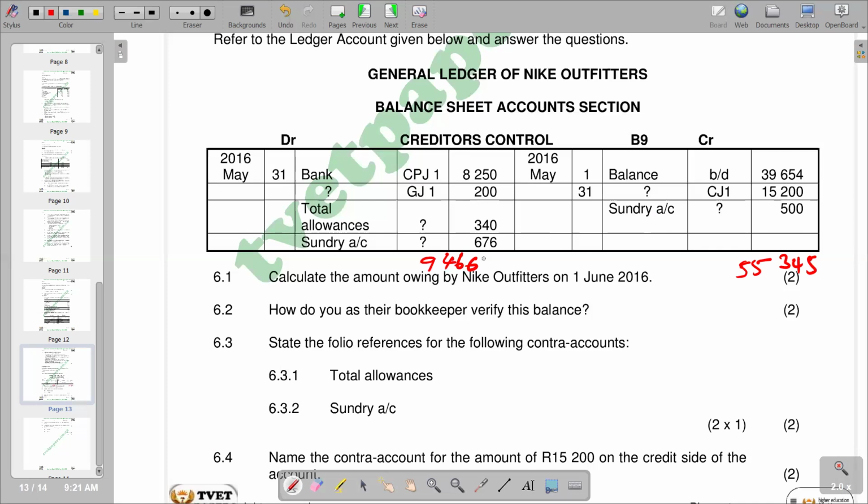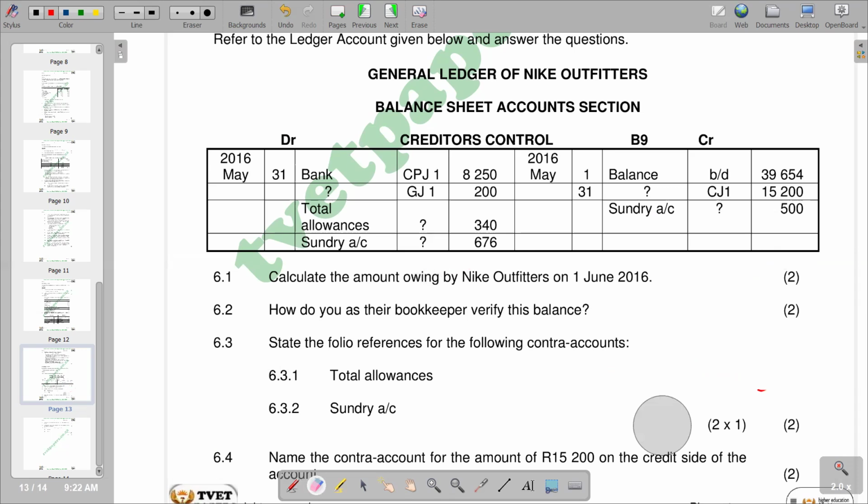We need to find the difference between these two totals so that we can see the balancing figure, which is going to be the balance CD on the debit side, since that's where we have the smaller total. Then our balance BD will come on the credit side to indicate the amount that is being owed. So 55,345 minus 9,466 gives a difference of 45,888. This becomes our balance CD and BD at the end of the period, on 1 June 2016, and is the amount that Nick Outfitters owes on 1 June 2016. So this is the answer for 6.1.